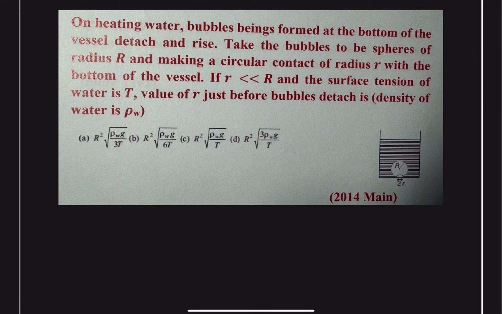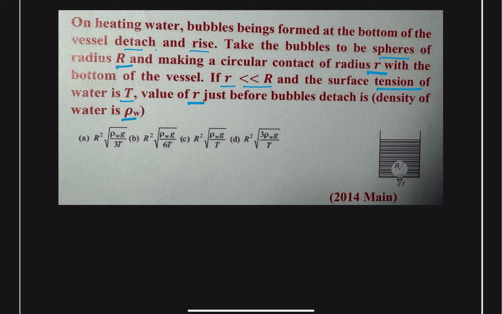Hello friends, in today's question: on heating water, bubbles being formed at the bottom of the vessel detach and rise. Take the bubbles to be spheres of radius R, making a circular contact of radius small r with the bottom of the vessel. If small r is very much less than capital R and the surface tension of the water is given as T, the value of R just before bubbles detach is given by.